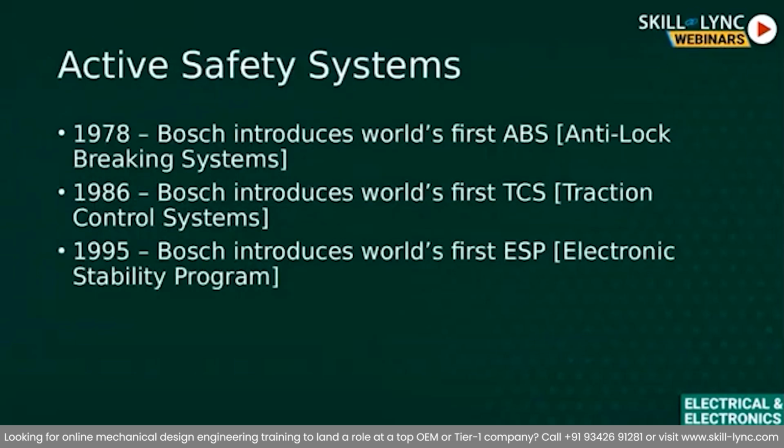Before moving on to the active safety system, I want to give some more fun facts. These are important facts to keep in mind. The first one is in 1978, Bosch introduced the world's first anti-lock braking system. In 1986, Bosch introduced the world's first traction control system. And in 1995, Bosch introduced the world's first electronic stability program. In this webinar, we are going to see each of these in detail with special focus on the anti-lock braking system.